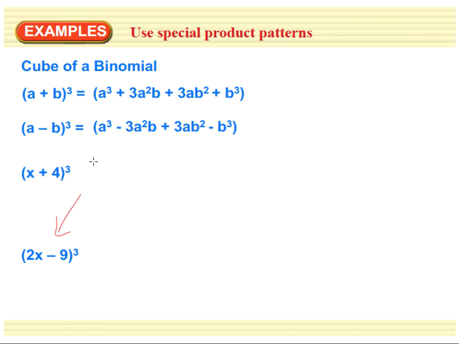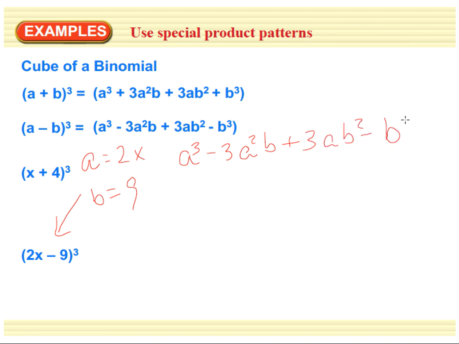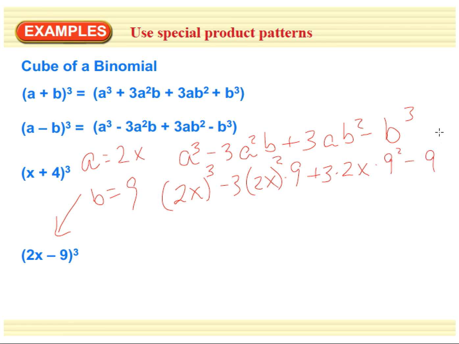All right, let's try this one. Here's 2x, b is equal to 9. We're going to make it fit this pattern here. A cubed minus 3a squared b plus 3ab squared minus b cubed. A is going to be 2x cubed minus 3 times 2x squared times 9 plus 3 times 2x times 9 squared minus 9 cubed.